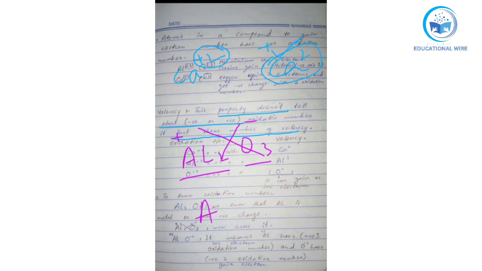Like aluminium +3 and oxygen -2. So now the oxidation number of oxygen is -2 and the oxidation number of aluminium is +3. Okay, it means that -2 oxidation number means it gains electrons, and +3 means it loses its electrons. Let's move further. How do we know about oxidation number?